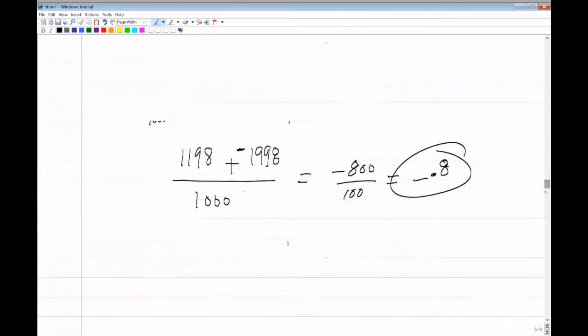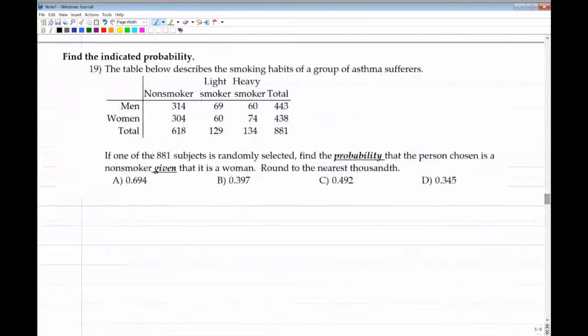Now, the next problem. In the next problem, find the probability. In the previous problem we did or, now we have a keyword, the word given. We have, if one of 881 subjects is randomly selected, find the probability that the person is a non-smoker, given it's a woman.